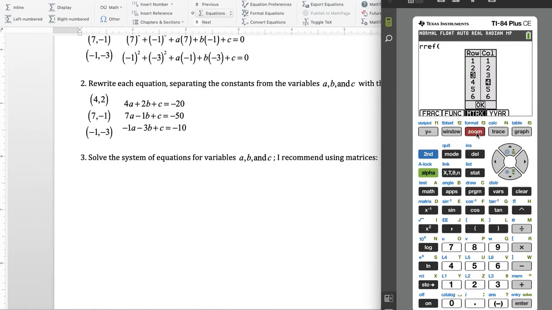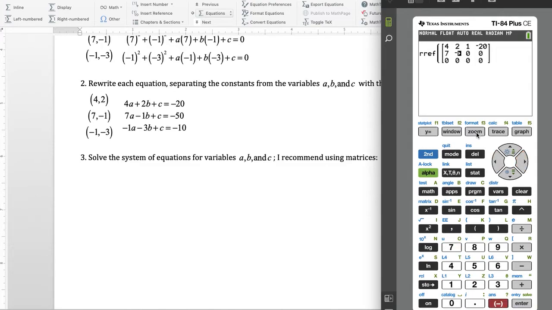Alpha zoom pulls up our matrix menu. I want a 3x4 matrix. I'm going to enter our coefficients and our solutions. And this will solve our system of equations. So we solve that A is -6, B is 4, and C is -4.